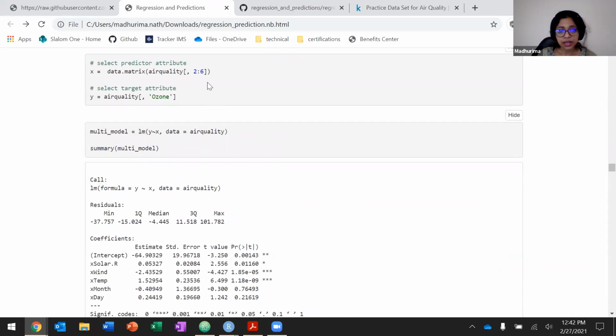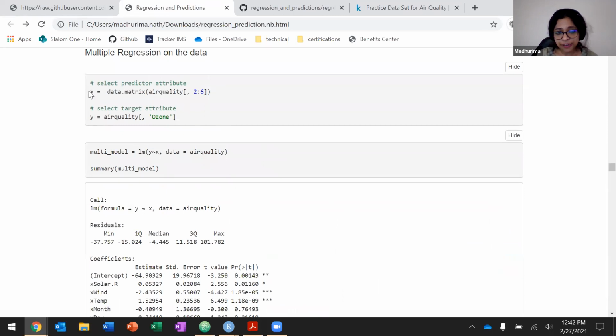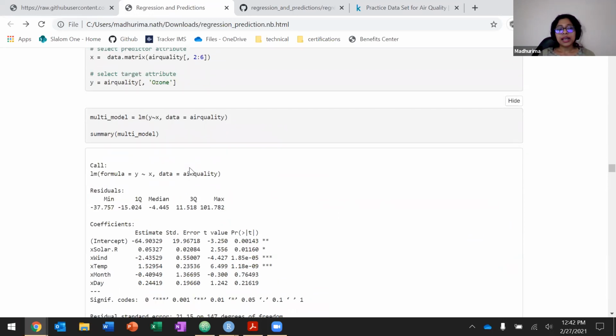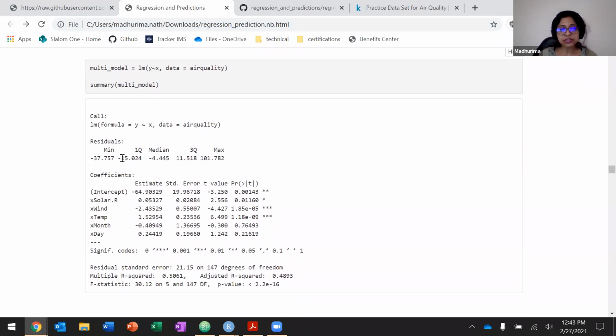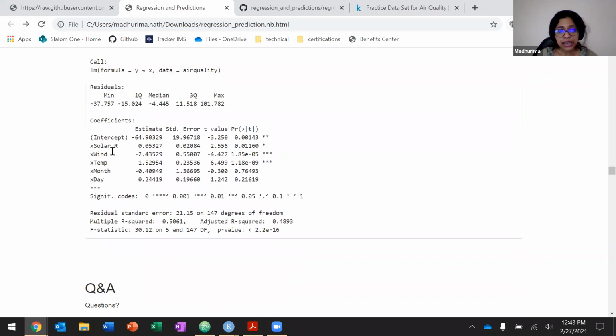I include all of these as my X variables, and same as before, I have ozone as my Y variable, and I call my linear model again. I say I want to do multiple regression. I still want a relationship between X and Y. I want my data to be the air quality data that I have, and let's see what the model outputs. So I call a summary on this to see how well my model has done. And similar to what I explained before, this will tell you what formula was used.